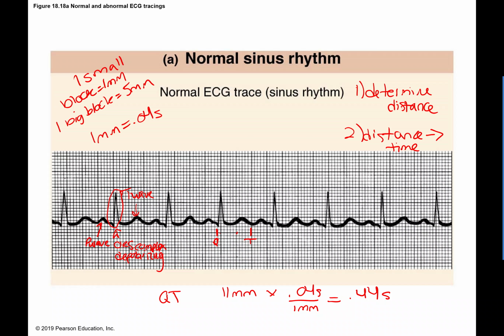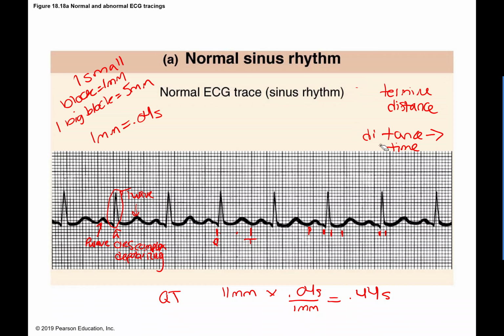You could also do a PR interval. You could do how long the QRS takes place. You could do the length of the ST segment. There's lots of different intervals that you can look at. But that is how you do it. You first determine your distance and then convert your distance into time.